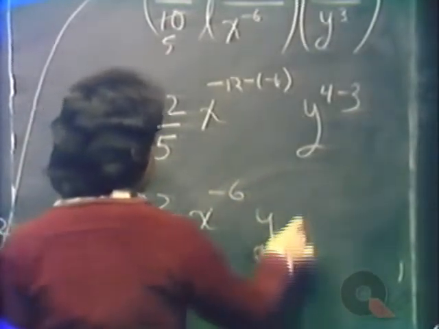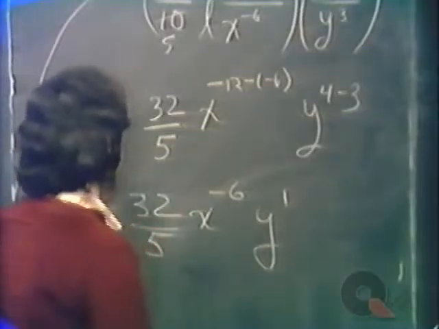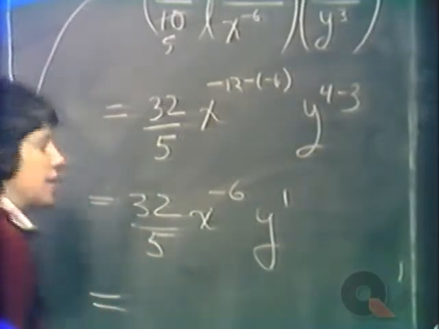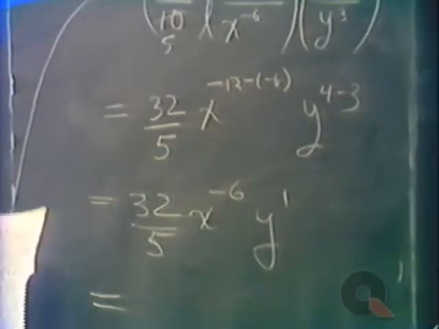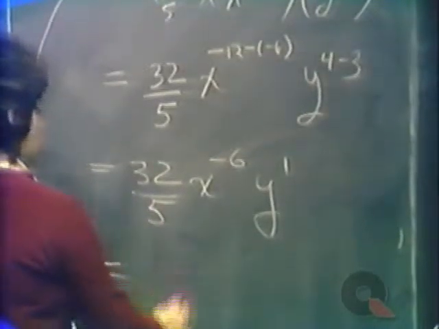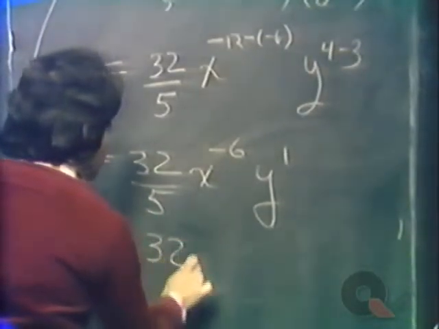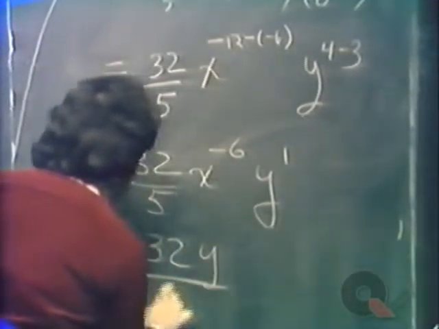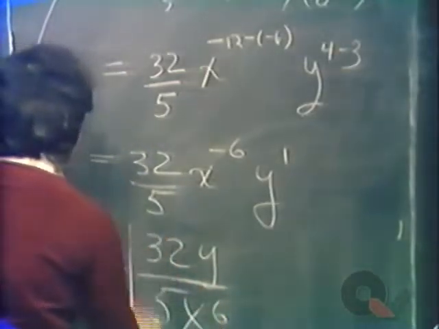to the 4 minus 3, or y to the first power, giving us, as a final answer, the x to the minus 6 can go downstairs for x to the 6, so we have 32y over 5x to the 6th.